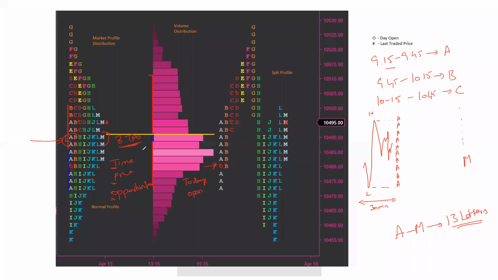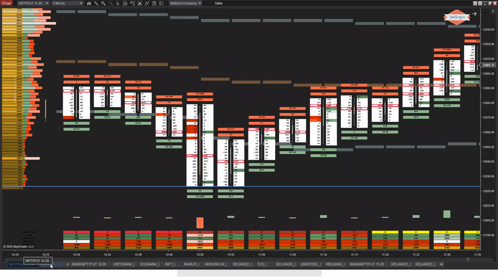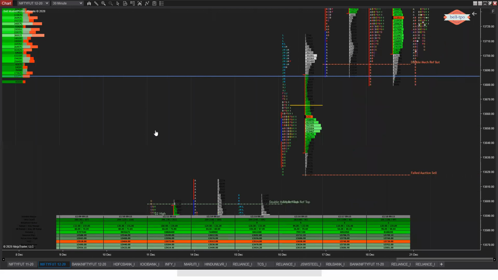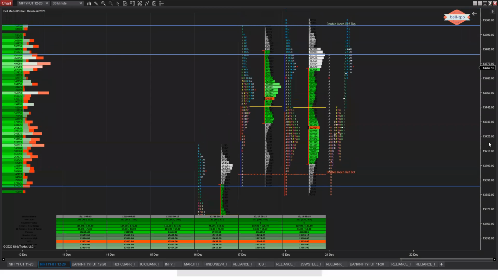Now, let me do one thing. Let me show last Friday's activity. Last Friday's activity was one of the fantastic trading opportunities which happened from an intraday trading perspective. Let me show you. This is how the market profile activity looks here.